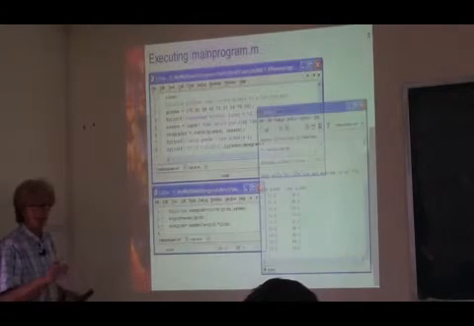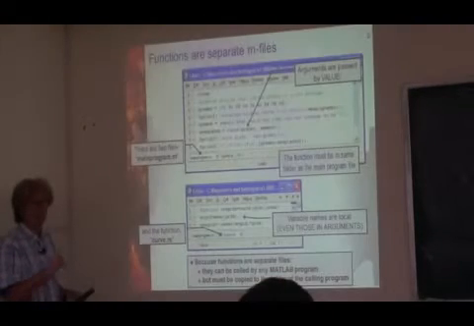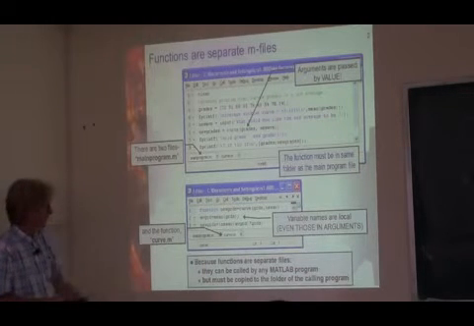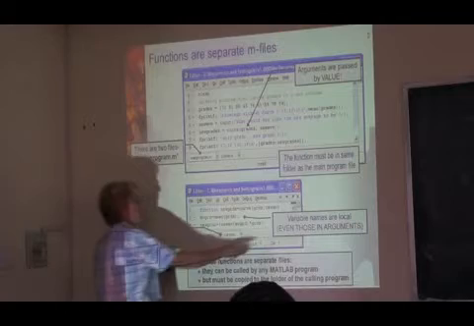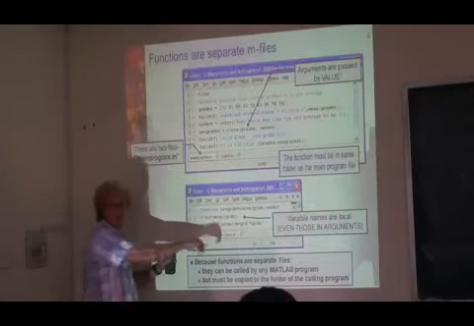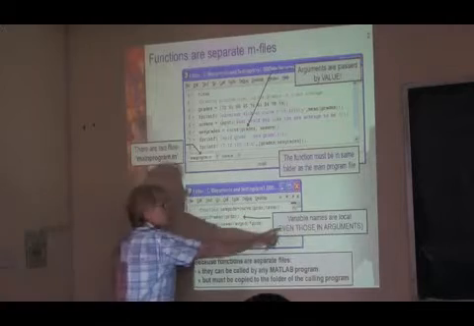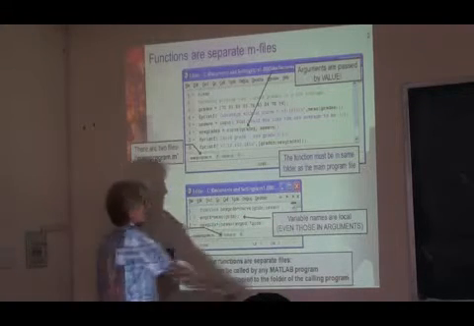Let's go back and talk about by reference and the names. Variable names are local because they're in separate m-files. The variable names are local, even those in the arguments.